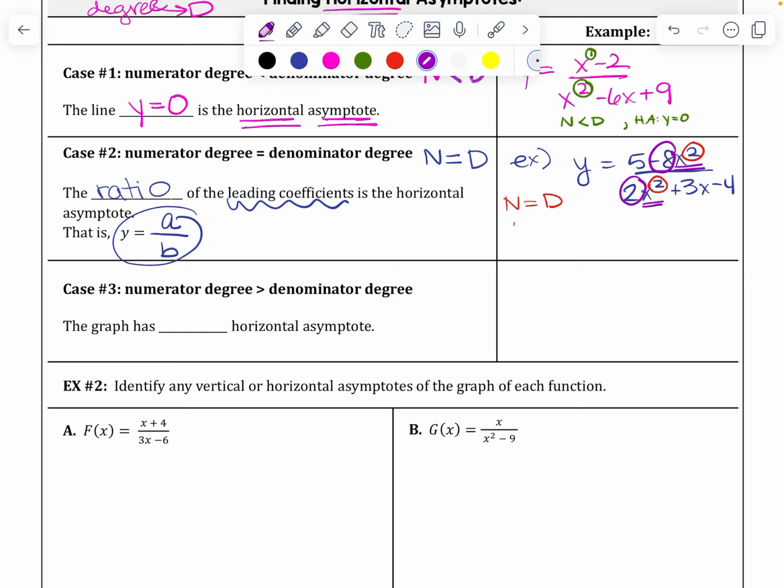So we're going to say, therefore, y equals negative 8, which is our leading coefficient on the numerator, all over 2, which is the leading coefficient of the denominator. And now we can simplify this. So we know the horizontal asymptote is y equals negative 4.